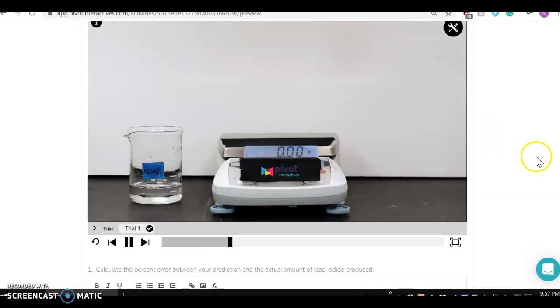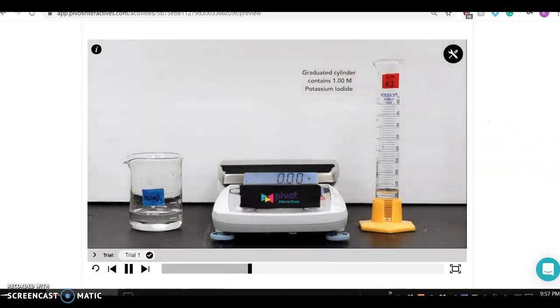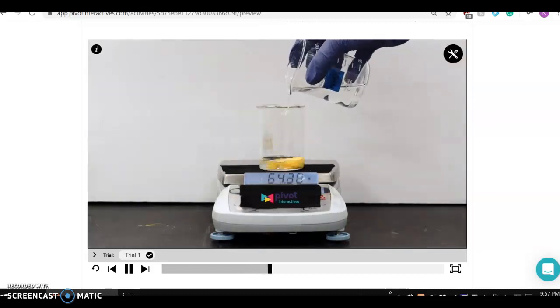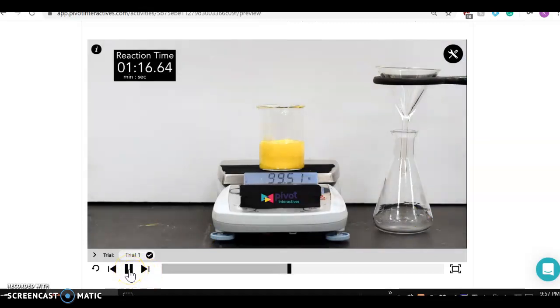You should have looked at this beaker graduated cylinder of 1 molar potassium iodide, and used the concept of molarity to figure out how many moles is in that. And then mix them together. And then you should have predicted already how much of this yellow solid in here, the lead iodide, was created, based on the BCA table.